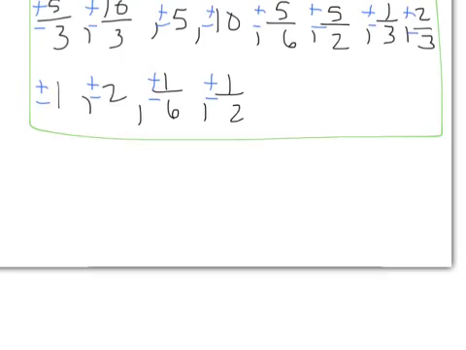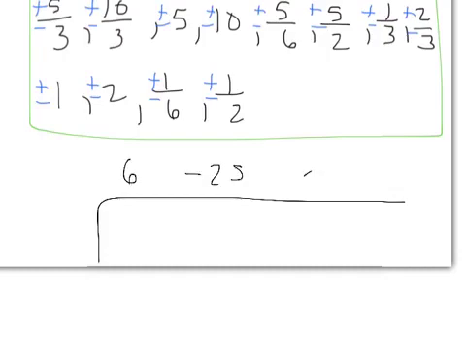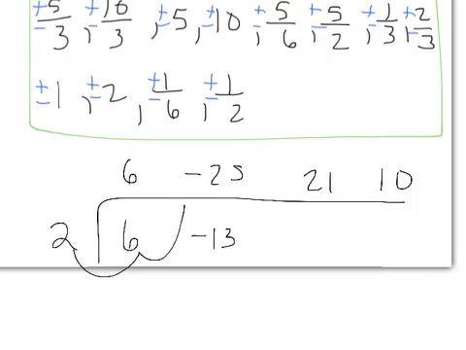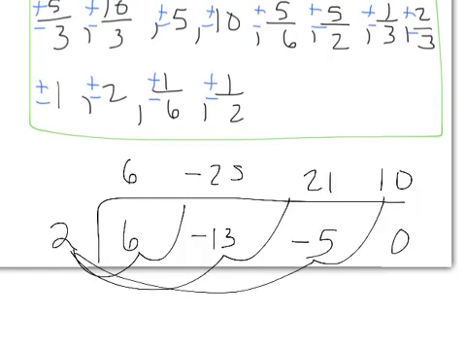So to do that, we make our synthetic table. We go ahead and put our coefficients along the top, 6, negative 25, 21, and 10. We'll test 2, since 2 makes the most sense. Bring down the 6. This is 12. 12 minus 25 is negative 13. Negative 26, negative 25, negative 26 and 21 is negative 5. This gives me negative 10. Negative 10 and 10 is 0. So this indeed is a root. Remember, whenever the remainder is 0, it's a root.